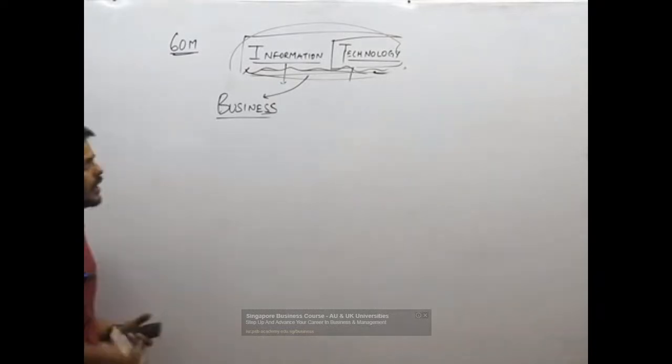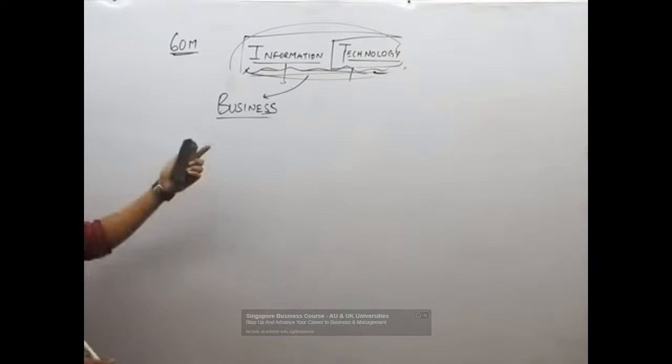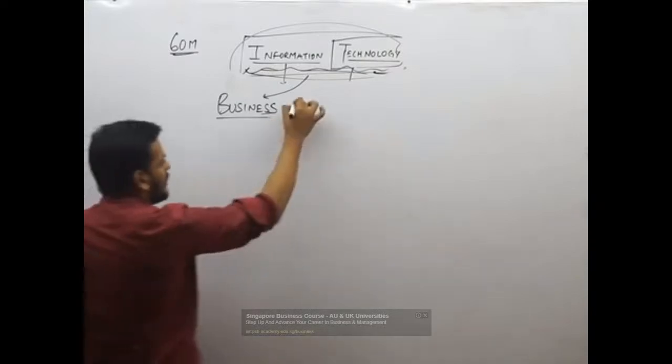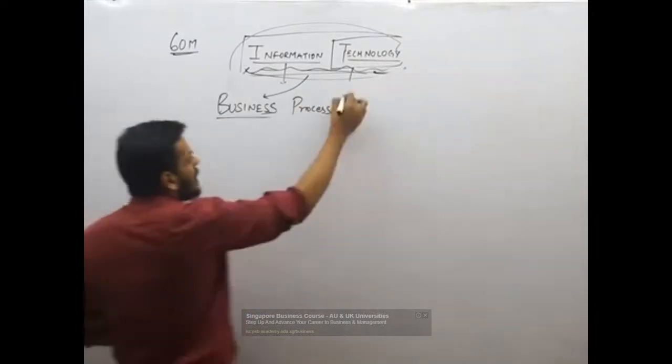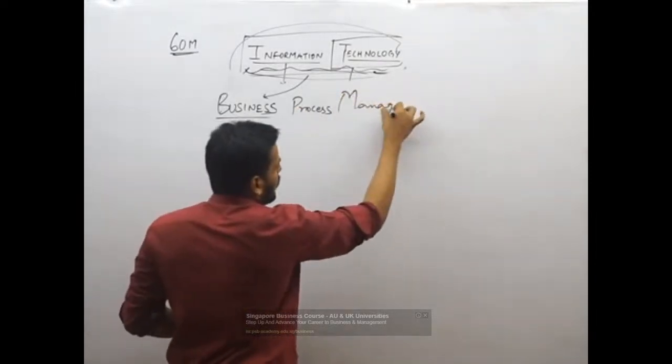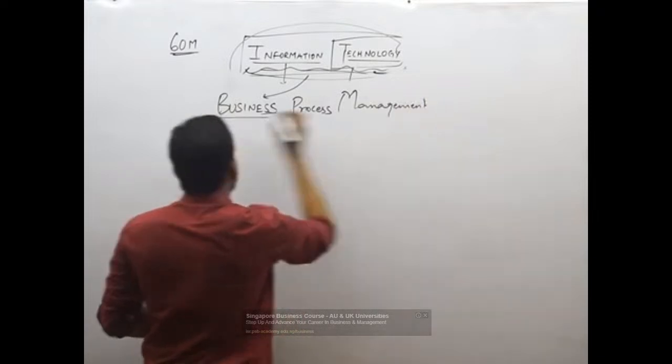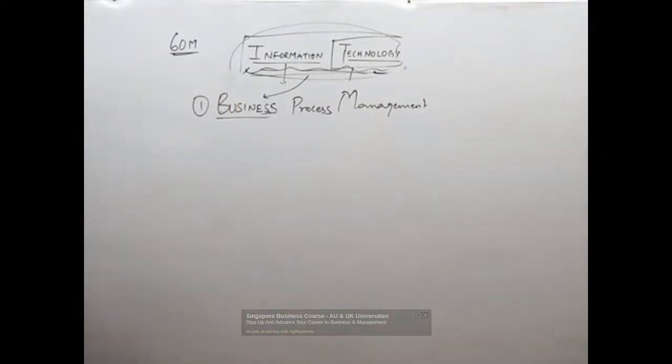So in that context, to discuss IT, we have business as the main thing. In business, you will have several processes. So what are those processes? How do you manage those? So the first and foremost chapter that we will be discussing is about what is business process management, right?